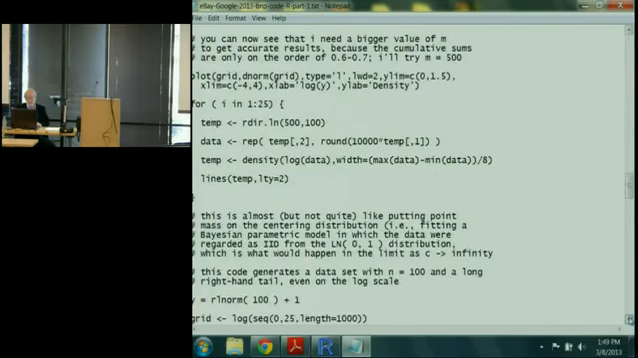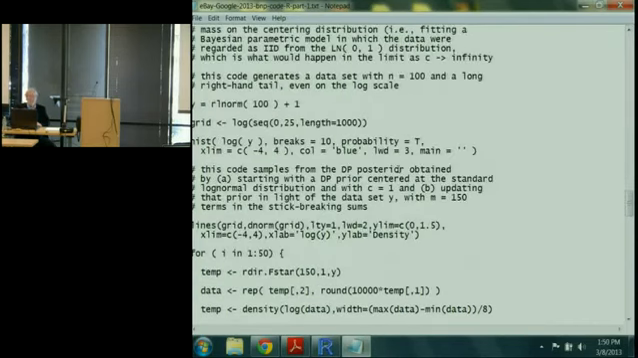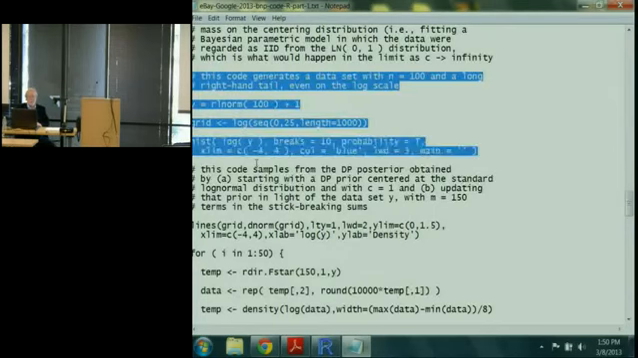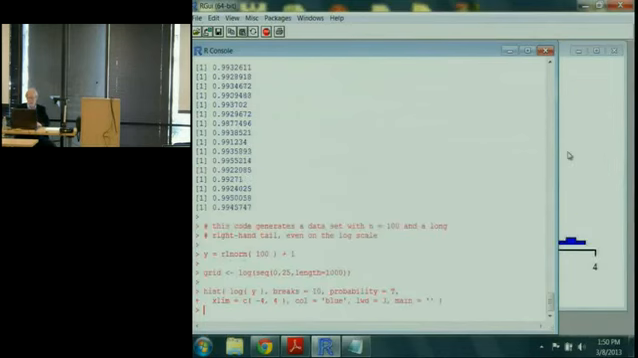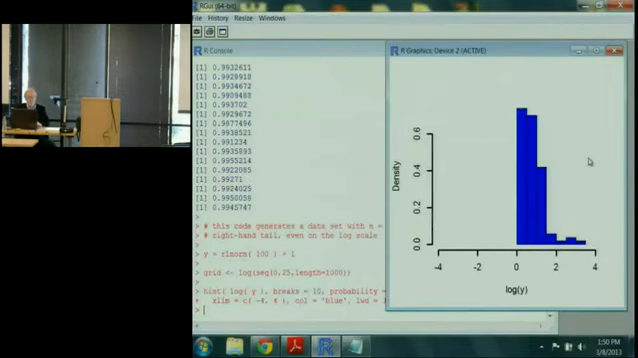Now let's look at some updating with the Dirichlet process. So this code generates a data set with 100 observations and a long right-hand tail, even on the log scale. So I'll show you that by plotting the histogram for you. All I did was I took log normal values and added 1 to them. And so that's going to be a long right-hand tail a little bit away from 0, I mean. There's our data set that we're going to try to learn from.